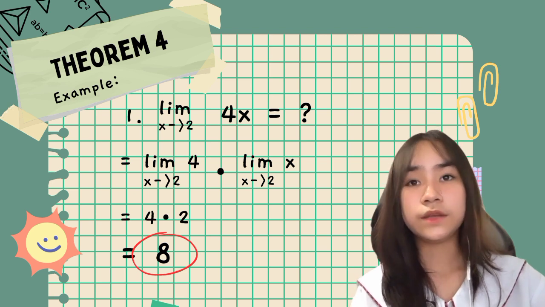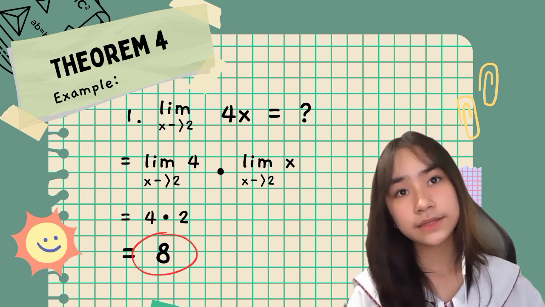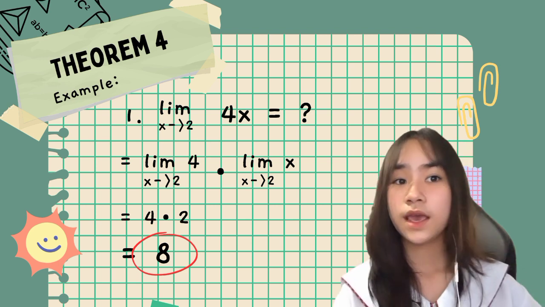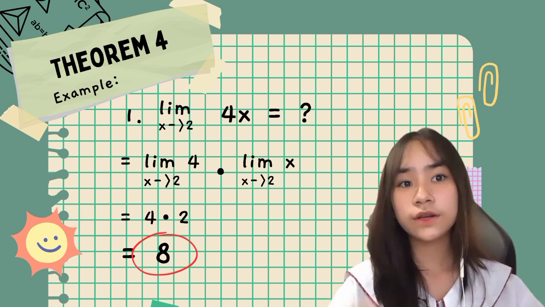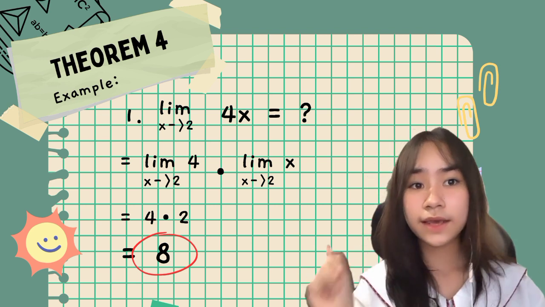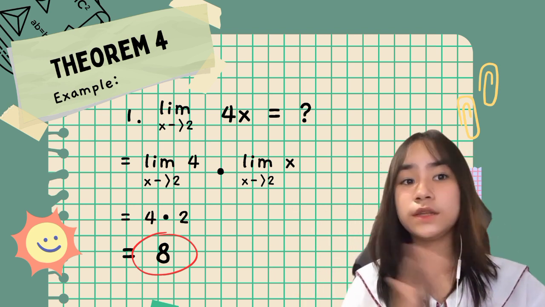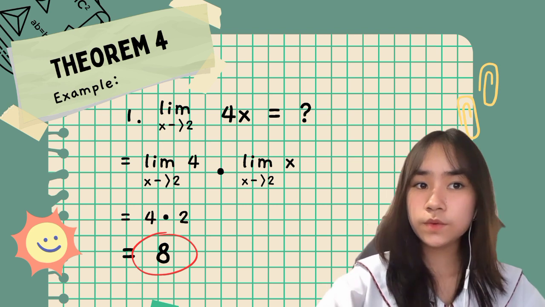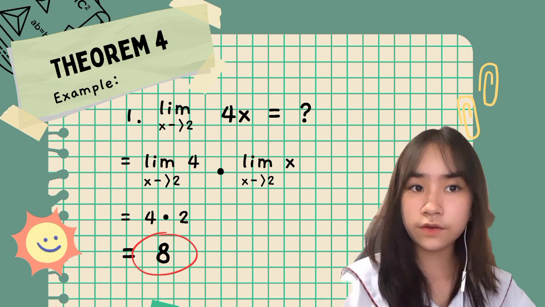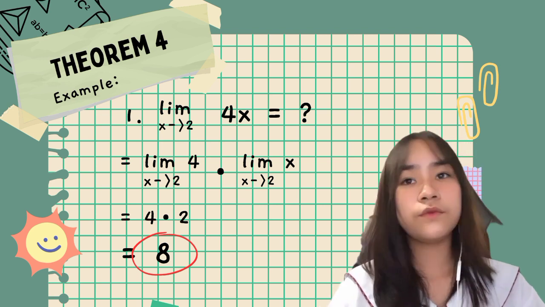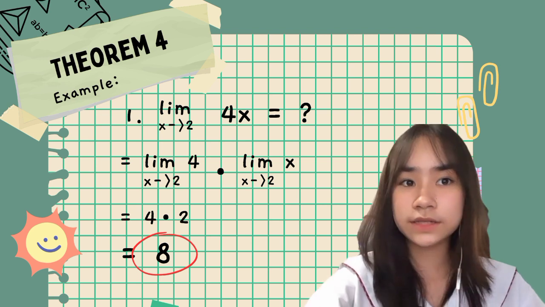So it will be the limit of 4 as x approaches 2 multiplied by the limit of x as x approaches 2. In this example, we can use the theorems that we learned earlier, which are Theorem 1 and Theorem 2. So here in our first term, which is the limit of 4 as x approaches 2, we can apply theorem number 1. As we apply theorem number 1, the limit of 4 as x approaches 2 will simply be 4 since it is a constant.